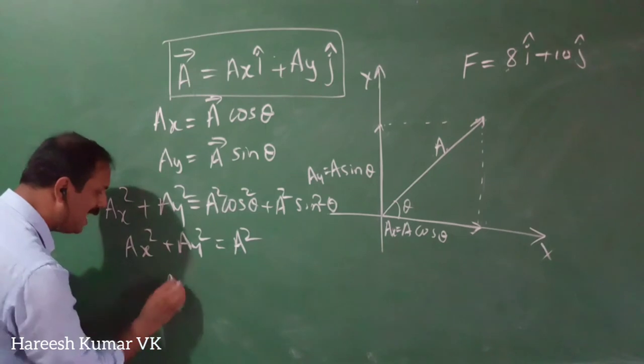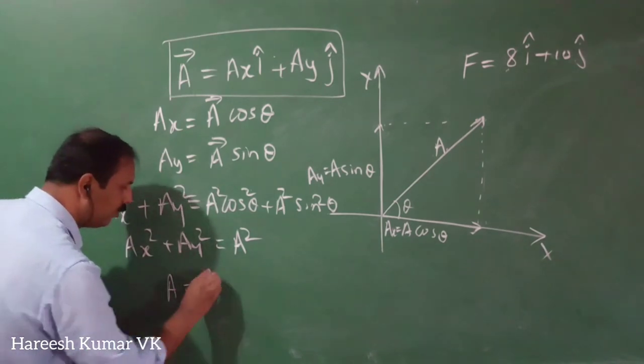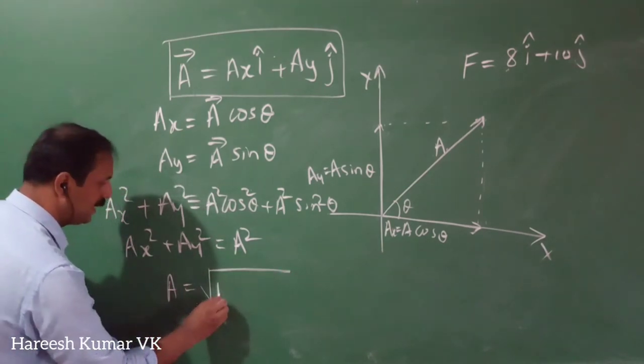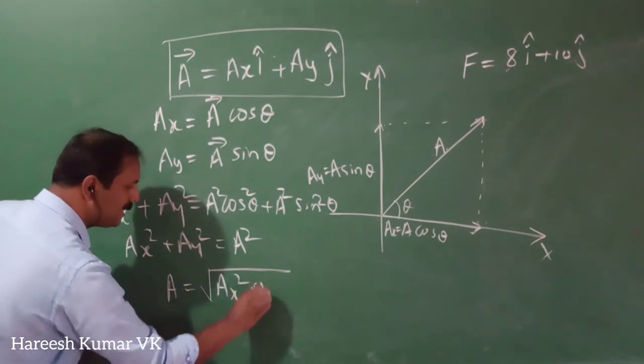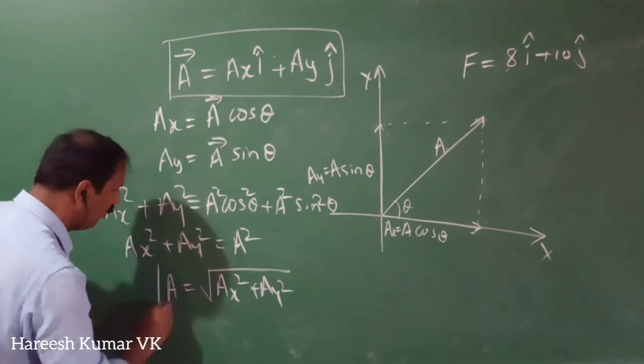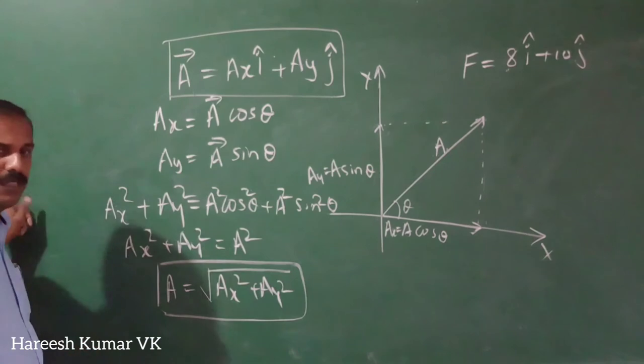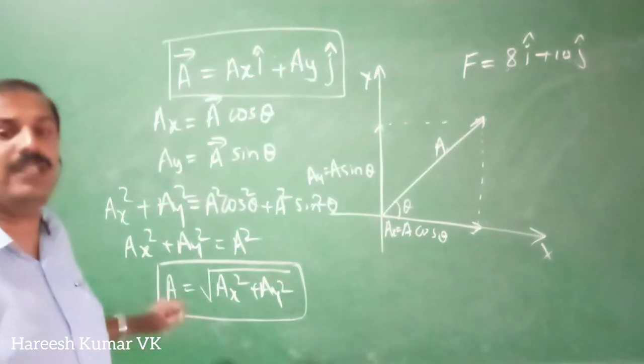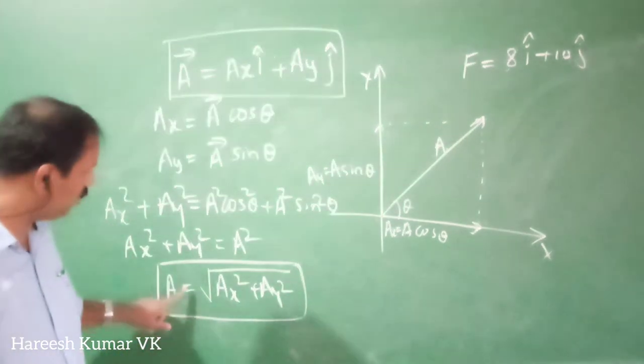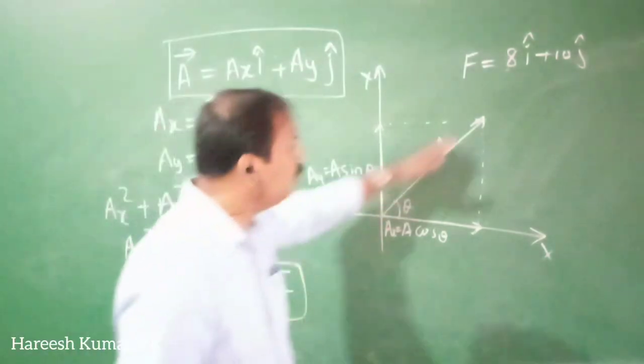Then what is A? A is equal to root of AX square plus AY square. This is how we will get the magnitude of the vector. If you have a vector, this is the magnitude of the vector. Here you should remember this is not a vector. We are telling the magnitude.